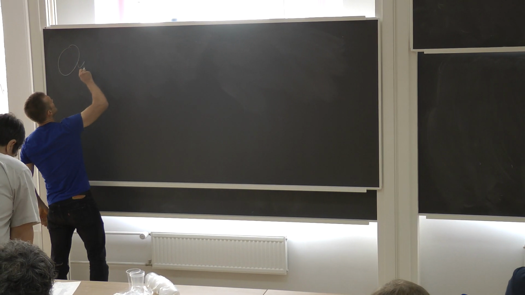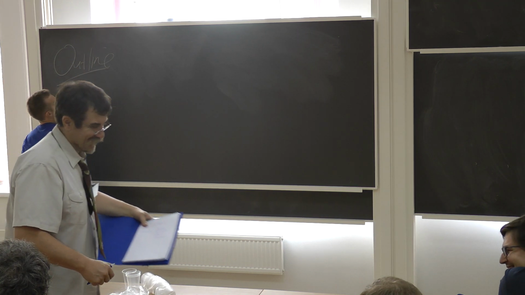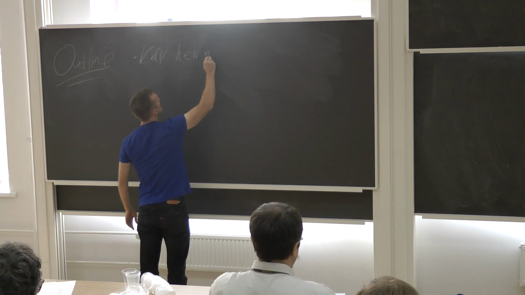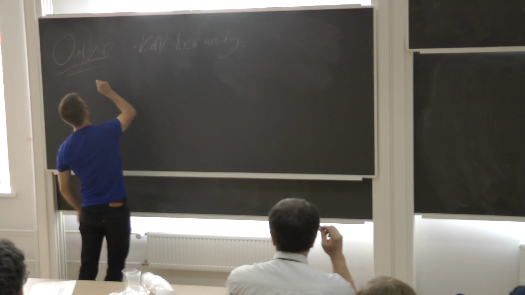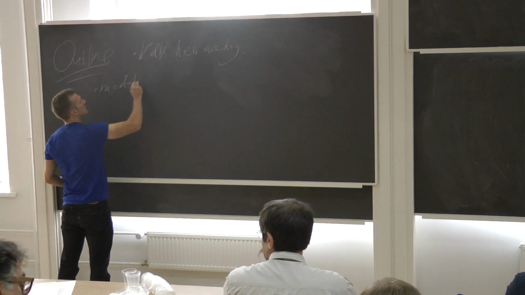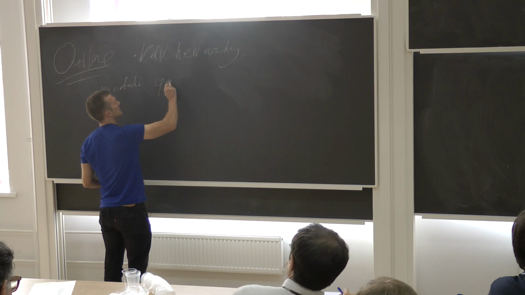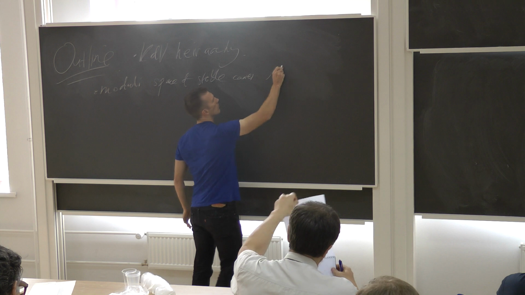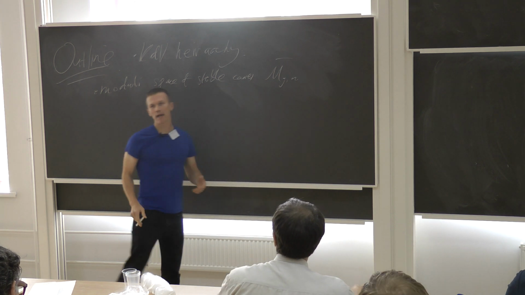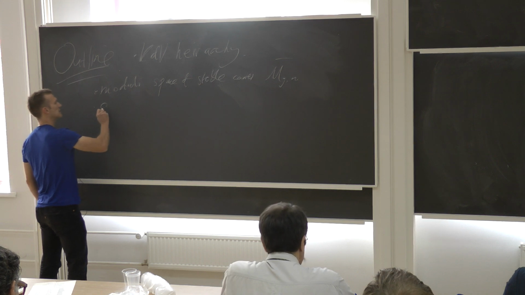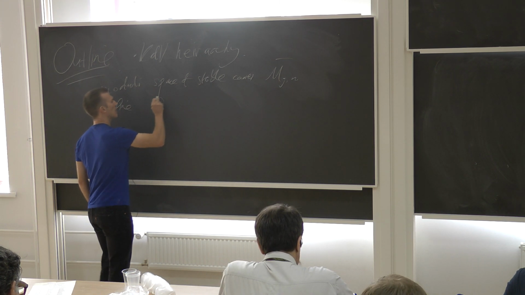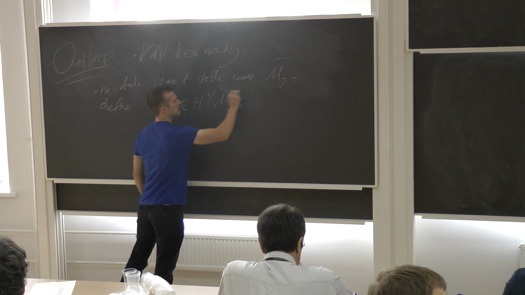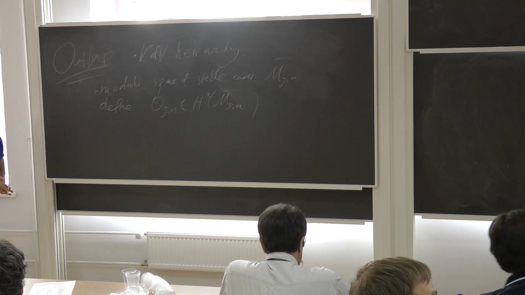So I'm going to say something about the KdV hierarchy. Then I'll describe a little bit about the moduli space of stable curves, just enough for my purposes. But the main aim today is to define a collection of cohomology classes in the moduli space of stable curves.